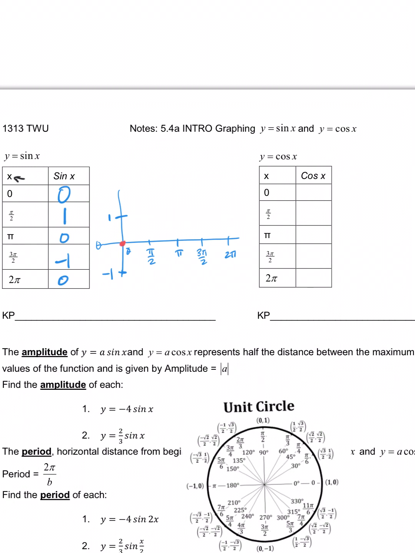Now, as we graph sine, we're just going to plot our points. So 0, 0, pi over 2, 1, pi, 0. All right, at 3 pi over 2, we are down here at -1, and at 2 pi, we're back at 0. So when I connect the dots, it's a smooth, continuous curve. I could keep drawing this curve to infinity. It would go on all the way from -infinity to +infinity, continuing this cycle.